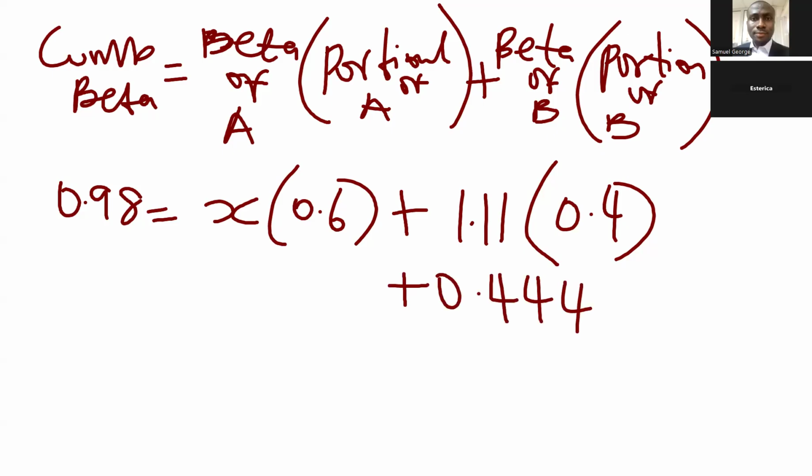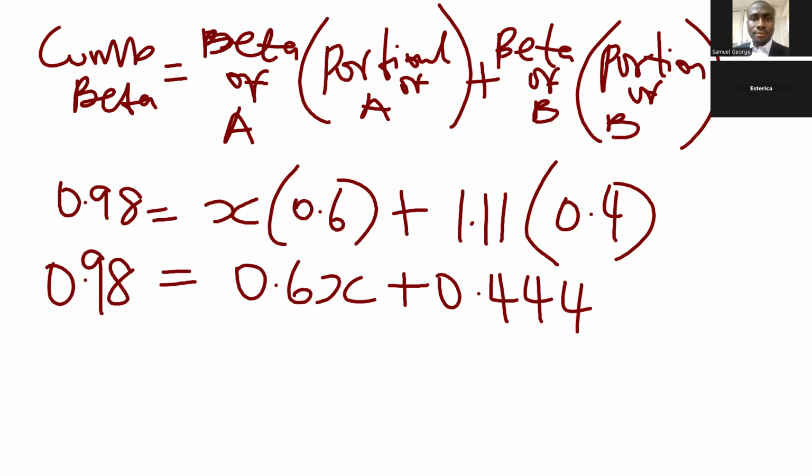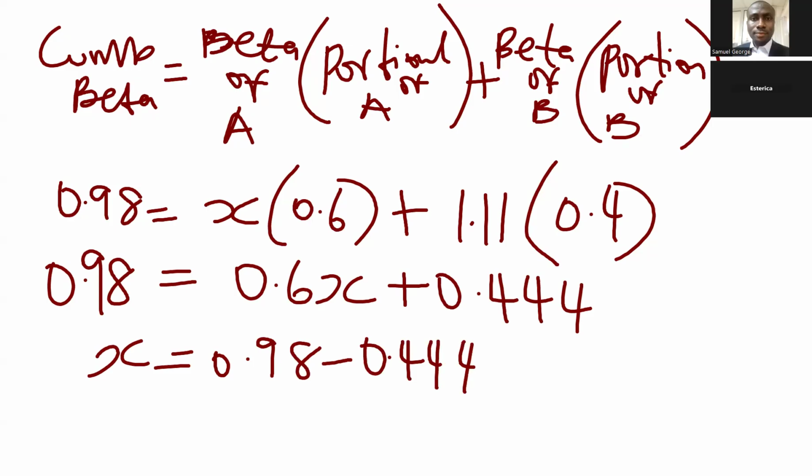Okay, and this is 0.6x, which is equal to 0.98. Therefore, x is equal to 0.98 minus 0.444. Okay, now divide both sides by 0.6. I'm sure you understand this maths.